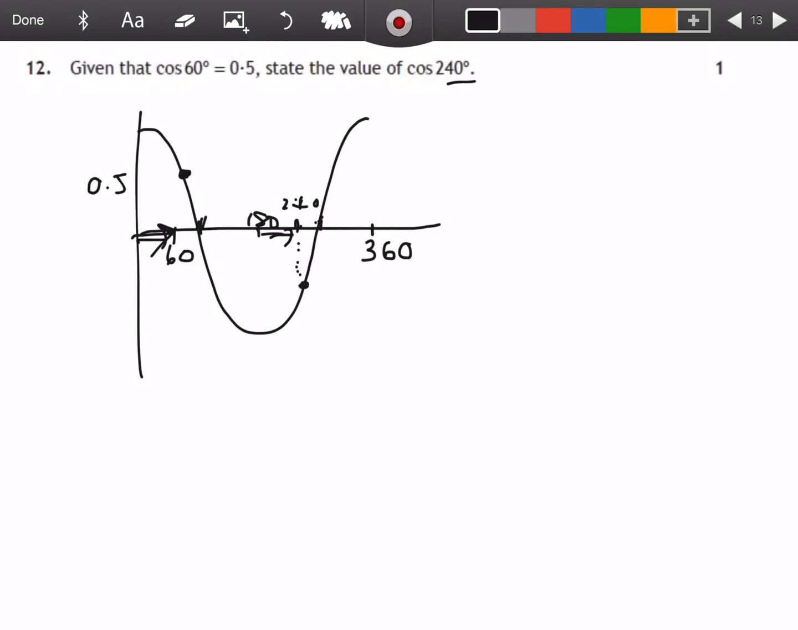You could probably have a guess. Yes, it's negative 0.5. Okay, it's only worth 1 mark, just in case you're wondering. We don't need a sketch, just writing the answer down. No working at all would be fine. Okay?